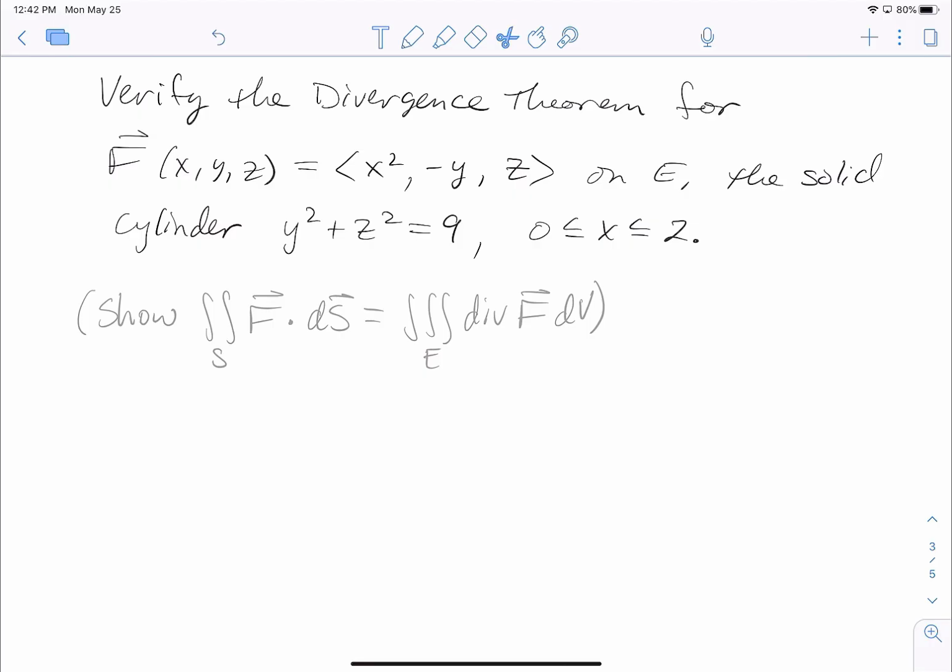Well, let's look at our solid. We have here a cylinder. X goes from 0 to 2. The radius of the cylinder is 3.